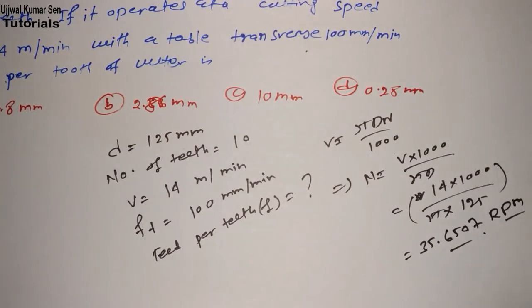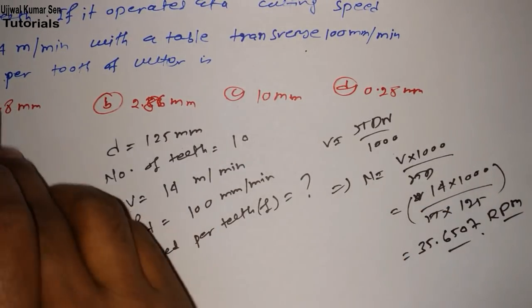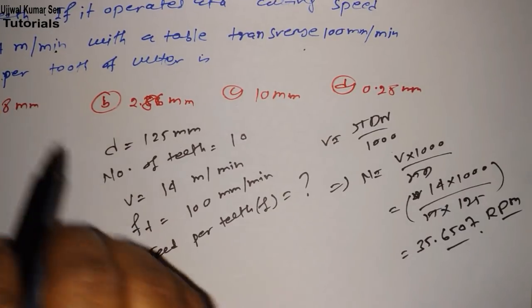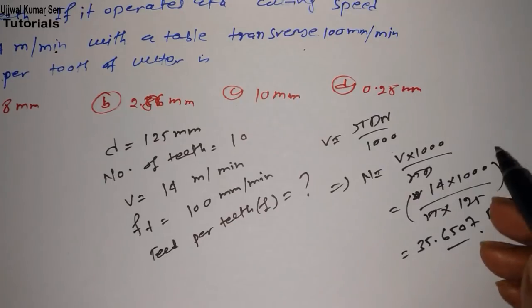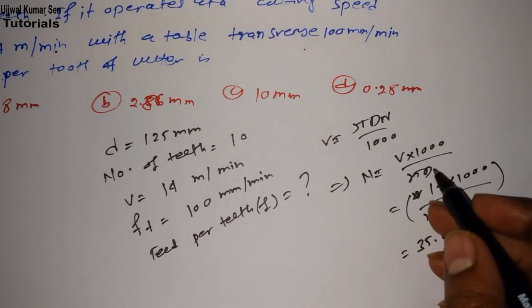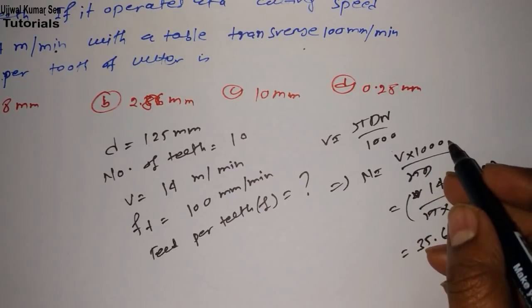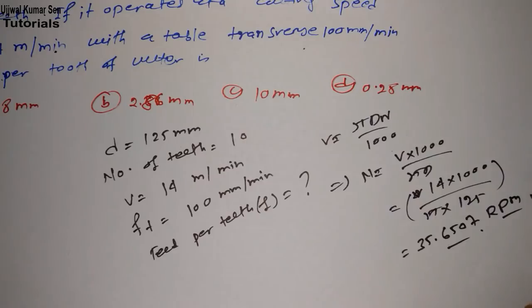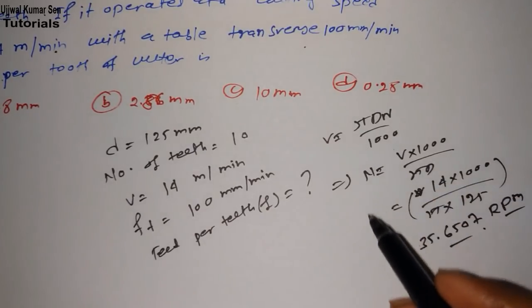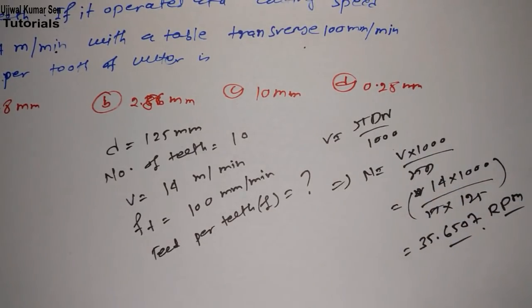Let's see the units. V is velocity in meter per minute. Diameter is in mm, which is why we multiply by 1000, to make all units SI, and the time remains in minutes. That's why it becomes RPM, and that's why the formula is this. If you are studying this formula, what I have shared is also important.